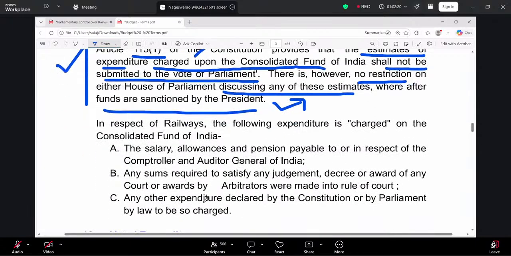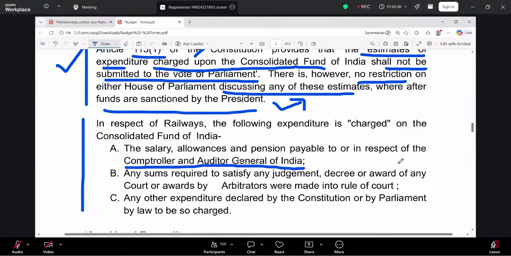Here, what are the examples of charged expenditure? As far as Railway Code, Finance Code, Chapter 3, only salary, allowances, pension of the C&AG, not administration of C&AG. But in the recent Railway Board letter, the Deputy C&AG Railways salary is also charged. That is executive instructions, not code book.